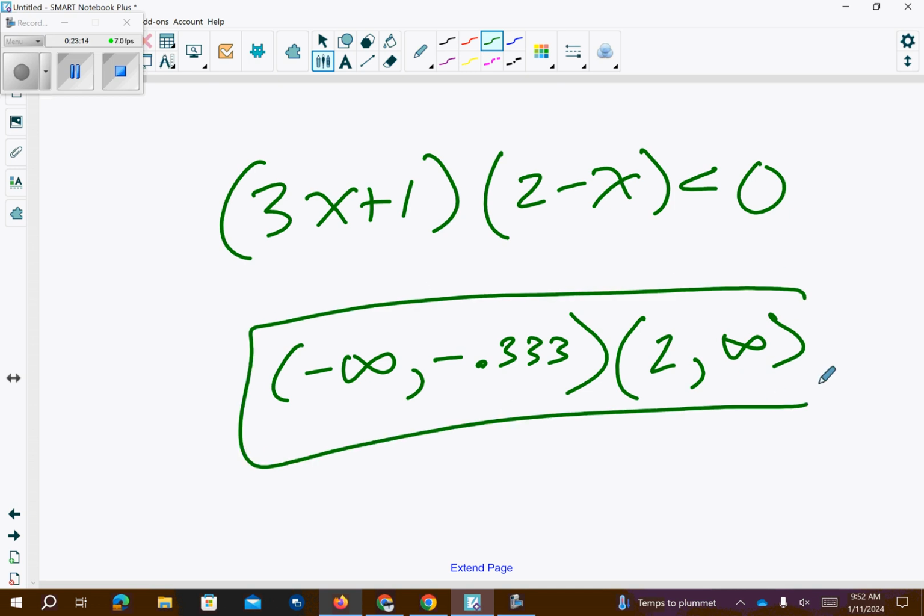This interval right here, if I plug in any number from negative infinity all the way up to negative 0.333, and I plug in for x on both of my parts of my problem, I'm going to get a negative answer. If I plug in a number that's bigger than 2, so if I plug in 2.1, it's going to give me a negative answer. Okay? And that's where we're going to start doing something.